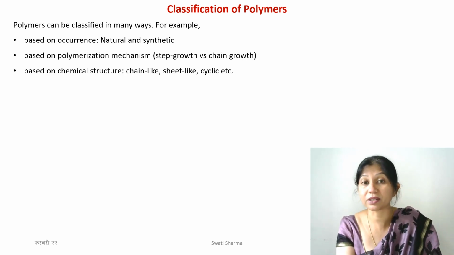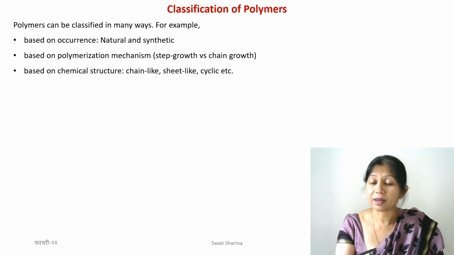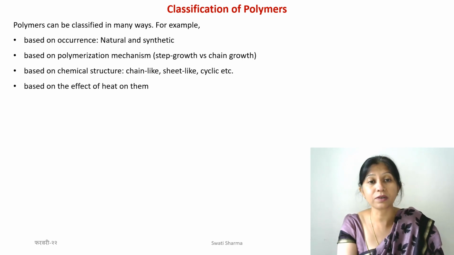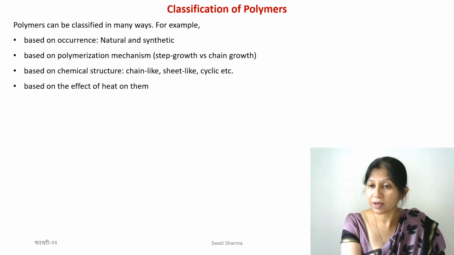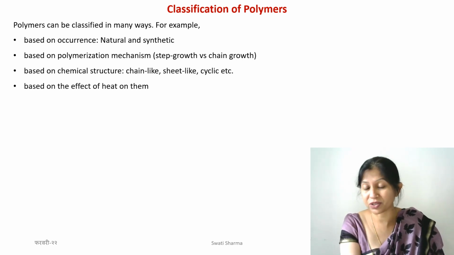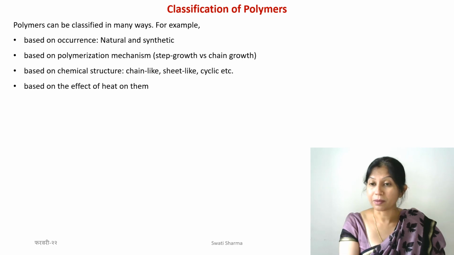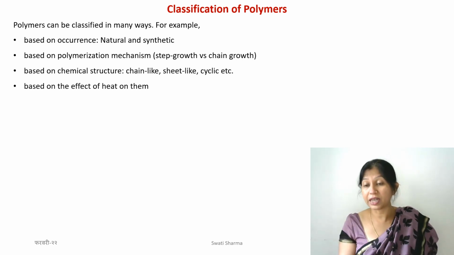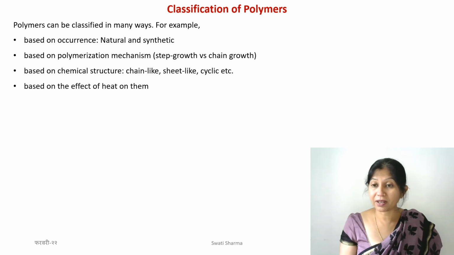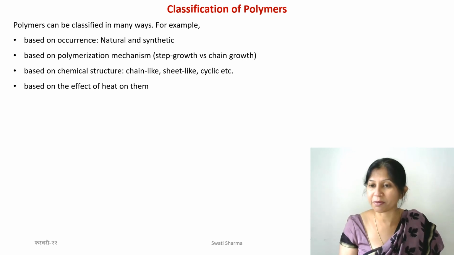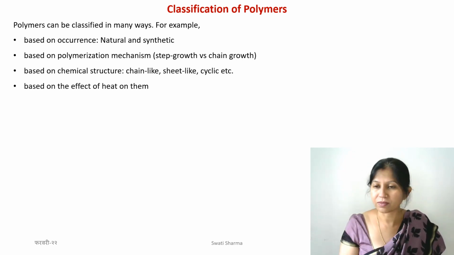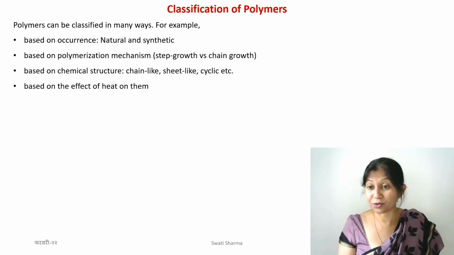What else? Based on the chemical structure, definitely chain-like, sheet-like. Some polymers also have a cyclic structure, so that is also one way. I told you in the beginning also. One very useful classification method for us, for manufacturing especially, is when we classify polymers based on the effect of heat on them. Why is it important for us? Because when we are making something using the polymer, we are often going to heat them and cool them down. This is something we already know from the metals. Heat something, give it a shape, cool it down. This is something that we like to do, right?